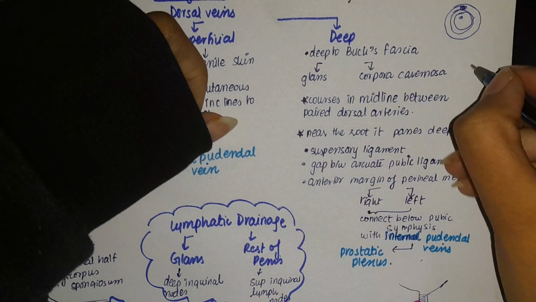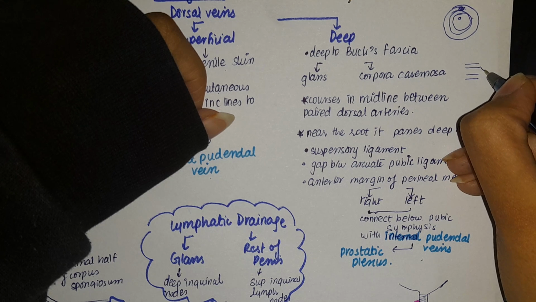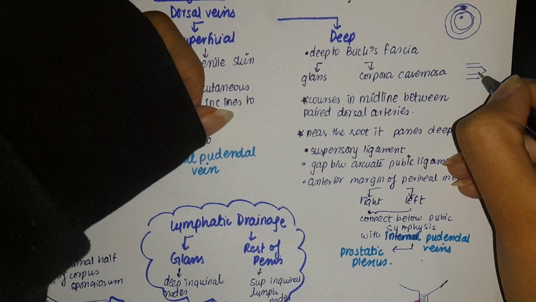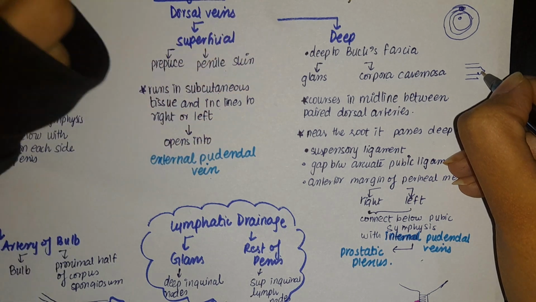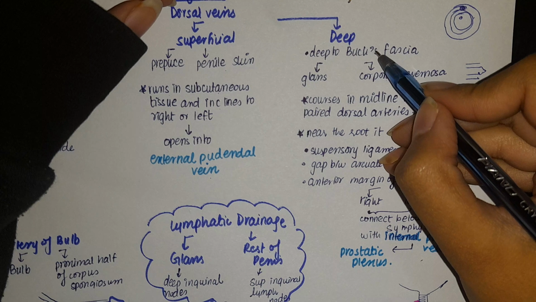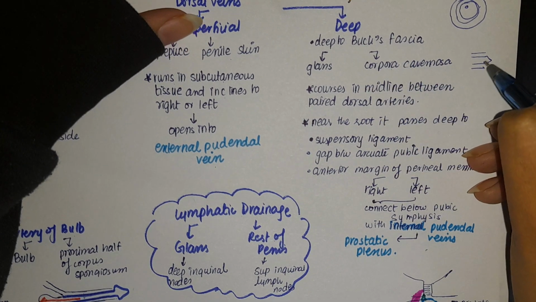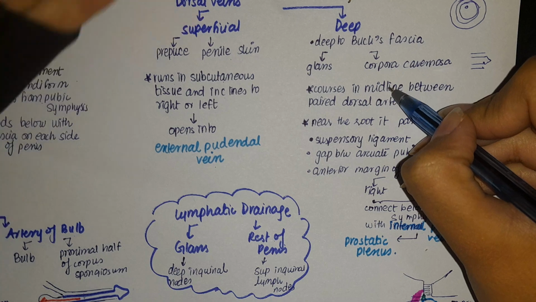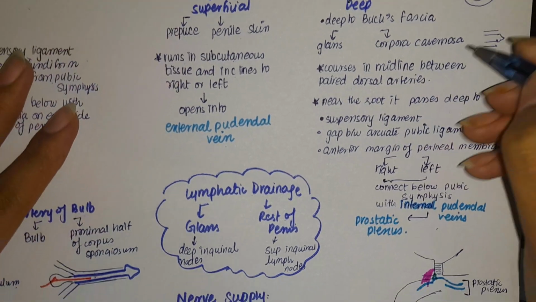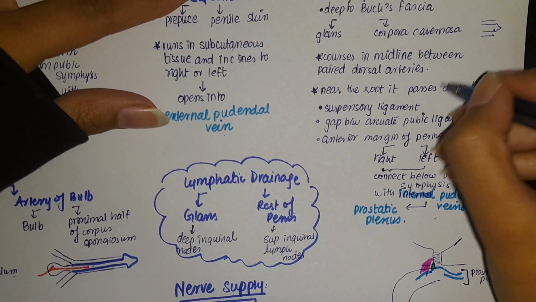So it is going to supply the corpora cavernosa on the sides, and the glans, which is a distal dilation of the corpus spongiosum. So the corpora cavernosa and the glans, both of these are going to drain into the deep dorsal vein. Now because this drains the glans, it is going to course in the midline between the dorsal arteries, and near the root, it passes deep to the three things.